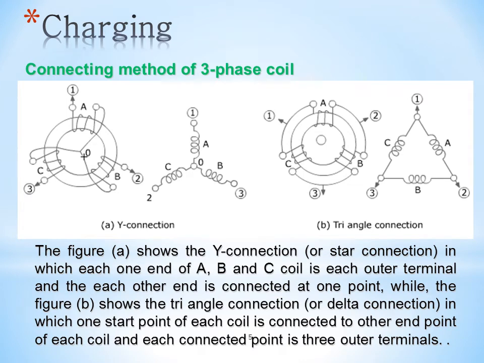Connecting method of 3-phase coil. Figure A shows the Y connection in which one end of each A, B and C coil is an outer terminal and each other end is connected at one point, while figure B shows the triangle connection, or delta connection, in which the start point of each coil is connected to the end point of another coil and each connected point is one of the 3 outer terminals.